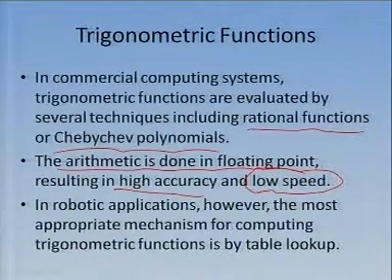So, what is done here is in computer, in robot, I keep the speed fast because that is a very important aspect for me. Accuracy I lose a little bit, but then I take it into account through my control. This lower accuracy I can consider as a disturbance for which the robot cannot reach the appropriate positions, but that I can take care of through my control gains. So, in robotic applications the most appropriate mechanism for trigonometric functions is a lookup table.